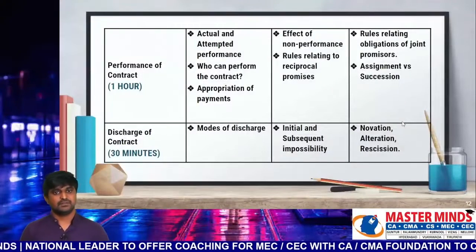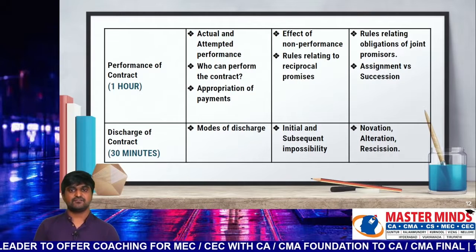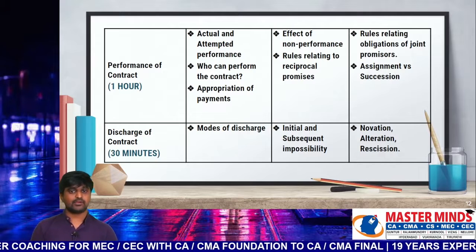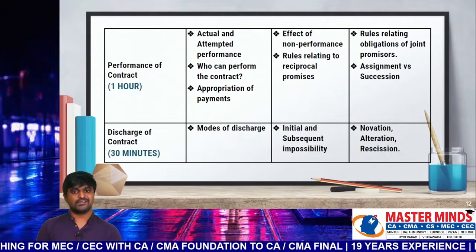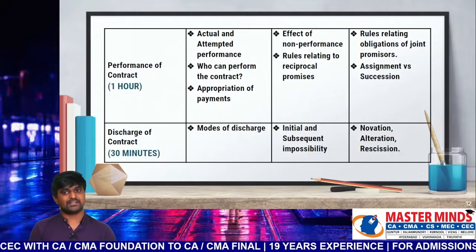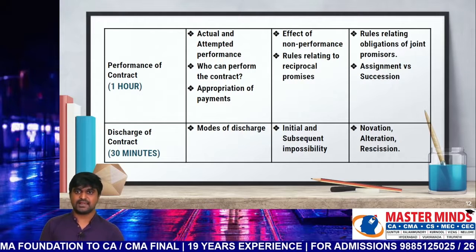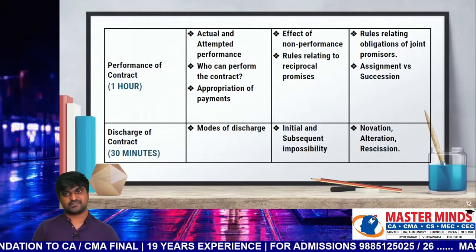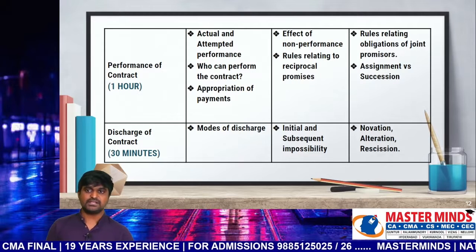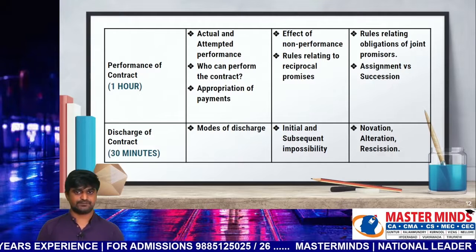After that, 1 hour must be spent on the performance of contract chapter. Here, first priority concepts are actual and attempted performance, who can perform the contract, and rules relating to appropriation of payments. So in this concept, you may get a practical question or concept question. Next, effect of non-performance and rules relating to reciprocal promises. And finally, last priority, rules relating to obligations of joint promisors and assignment versus succession, a difference type question.